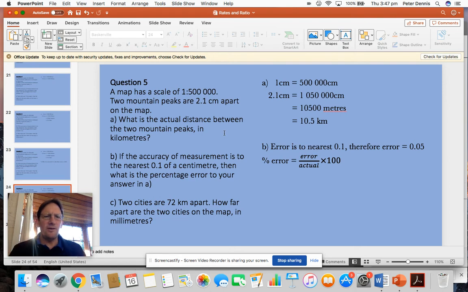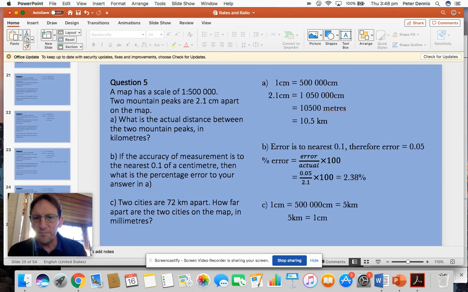Now you might be thinking, well, hasn't it got something to do with this 10.5 kilometers? We could go back there and find out what this would be using this, but we're timesing everything by the 500,000, so we really don't need to do that. So what we've got is 0.05 over 2.1, times it by 100, and we get 2.38% error. That's the error in it.